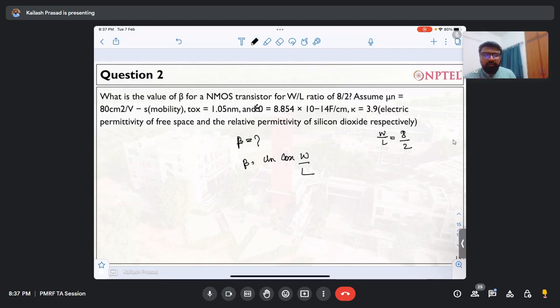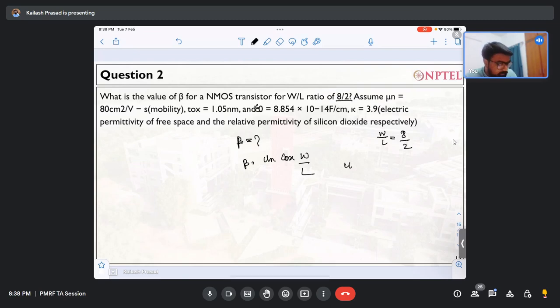So, let's see what answer we are getting over here. What is the answer? Okay, we will quickly calculate. I have my calculator with me. So, W by L is 8 by 2.